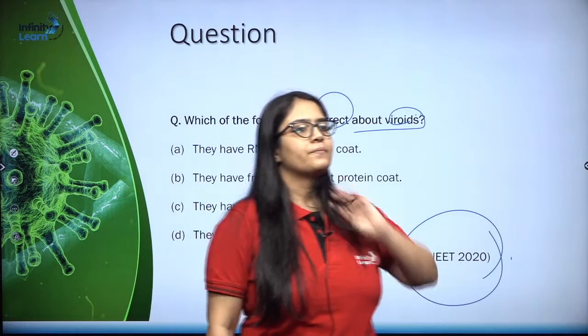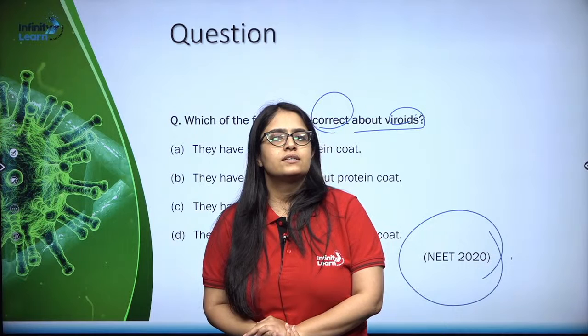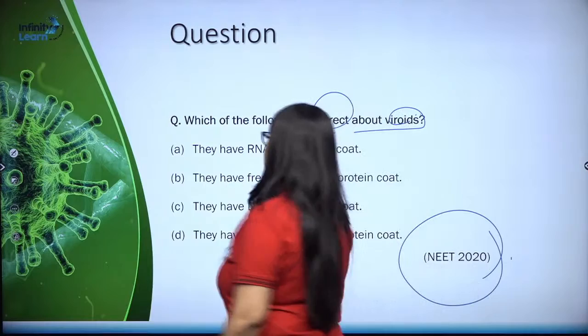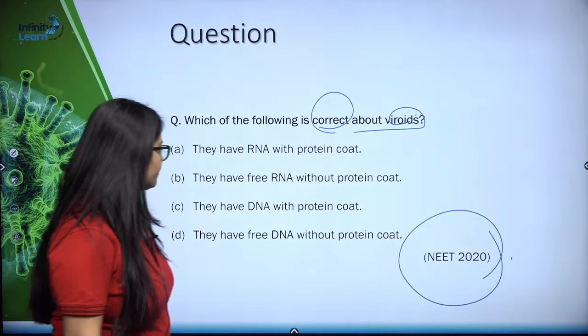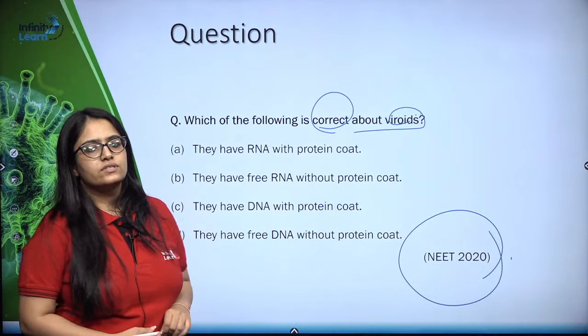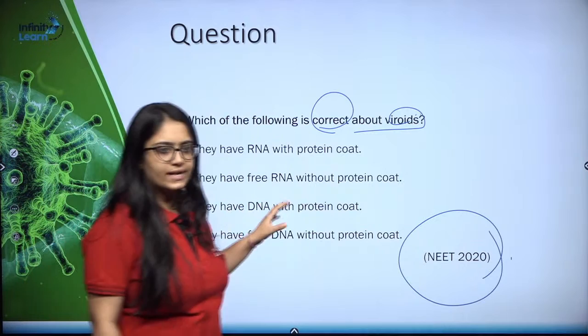Come on, give it a try. Everyone, come on, give it a try. Which of the following is? Come on, everybody. Sana, Azeem, Pujita, Uncle, Yashwant. Which of the following is correct about viroids? Come on, give it a try. Come on, guys, come on. Azeem says B, Uncle says B. Everybody? Yeah, that's right, excellent.